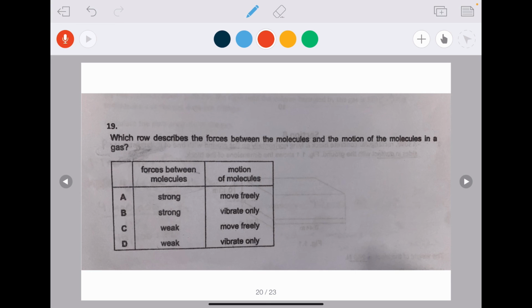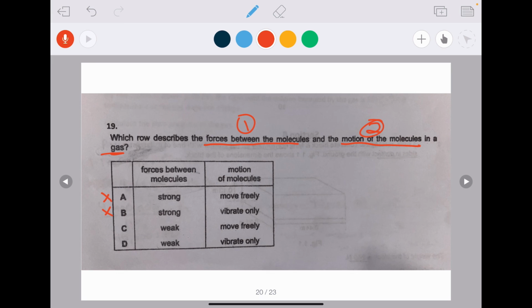Question number 19. Which row describes the forces between the molecules and the motion of the molecules in a gas? The forces between the molecules and the motion of the molecules. These are the two things they're asking, and in a gas, the forces between the molecules are not strong because they are far apart, so we can rule out option A and option B.